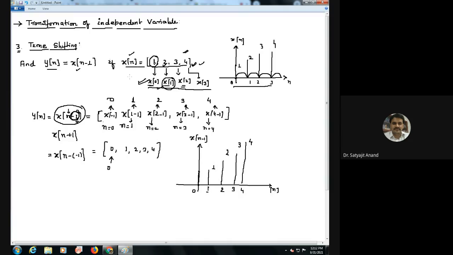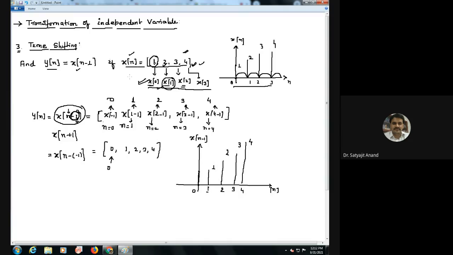Vanshika? Yes, sir. Yes, understood. Perfect. So these three transformations are very, very important. With the help of this, you can draw any kind of graph, whether it is related to continuous time or discrete. So please remember these three concepts.